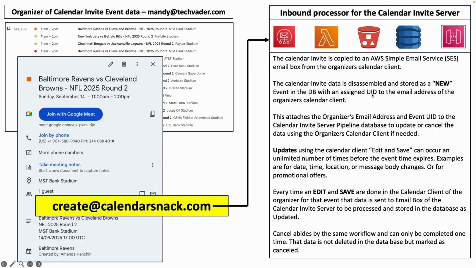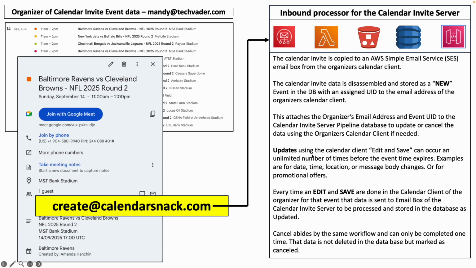We assign that particular UID for that event in the database, and then we match it to the email address of the organizer's calendar client. So this attaches the organizer's email address and event UID to the calendar invite server pipeline database. That means we can update or cancel the data using the organizer's calendar client if needed.